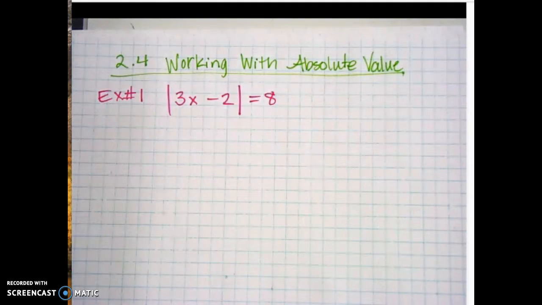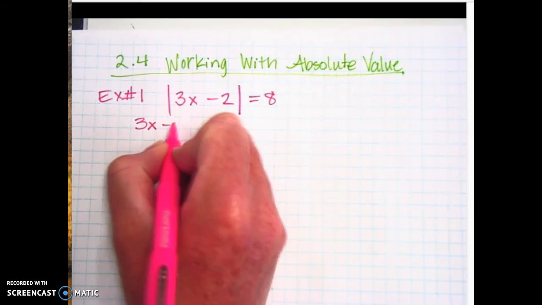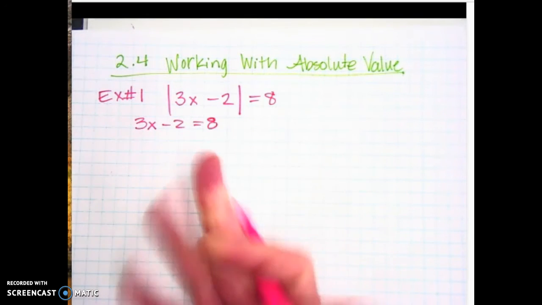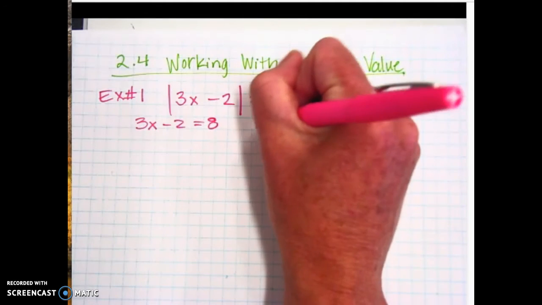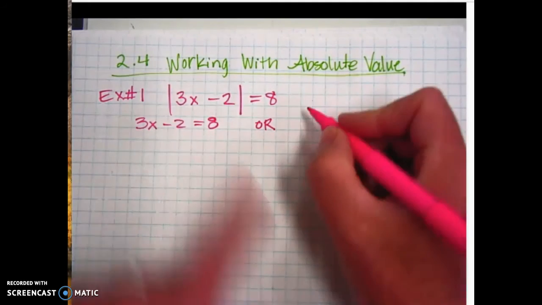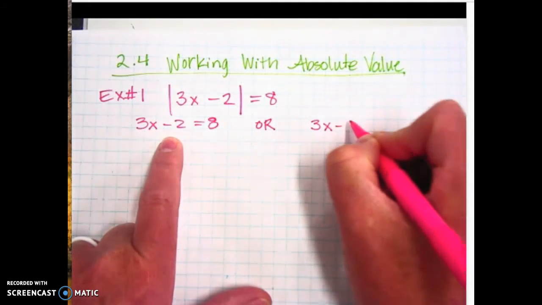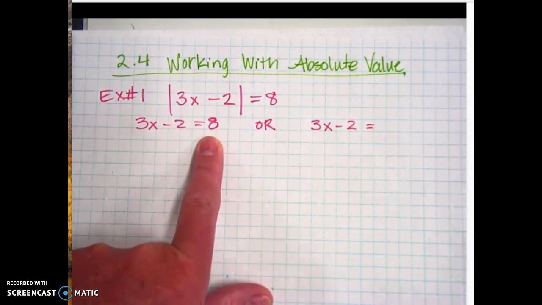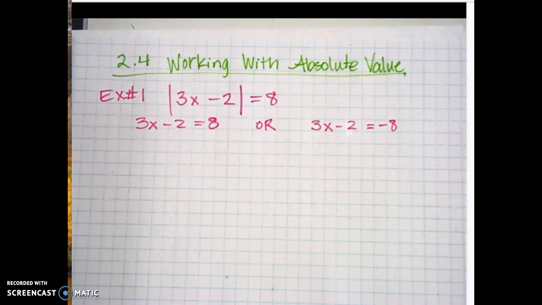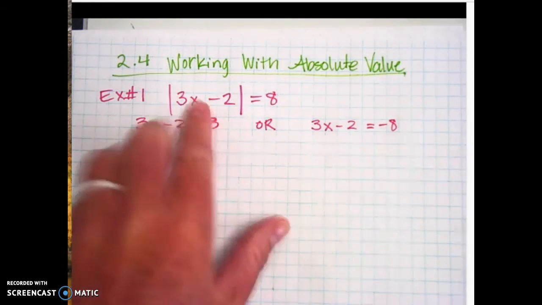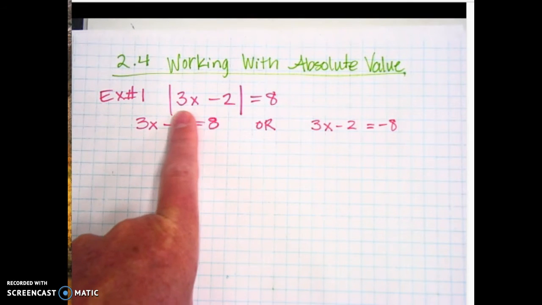So if you have something like the absolute value of 3x minus 2 equals 8, you're going to rewrite this as 3x minus 2 equals 8, which is exactly what you have there, but minus the absolute value bars. Then you're going to write the word or, and then you're going to say the same thing on the left, the 3x minus 2, but instead of saying 8, you're going to say negative 8.